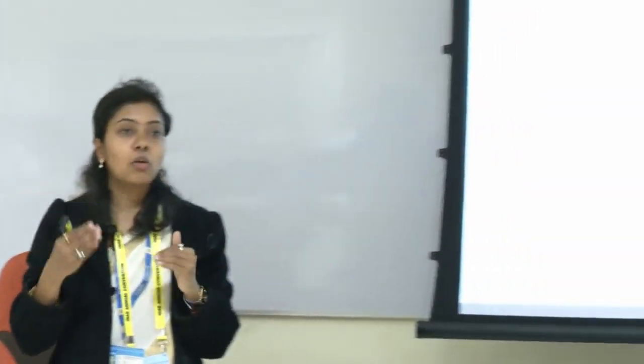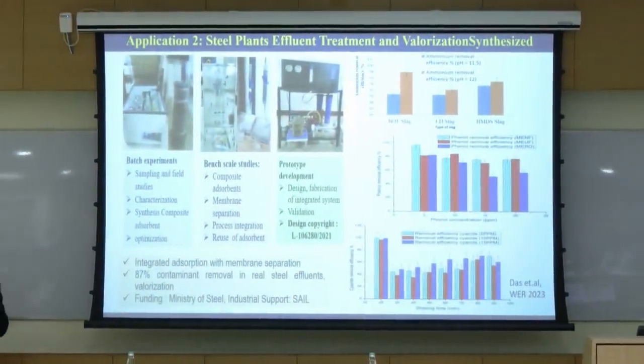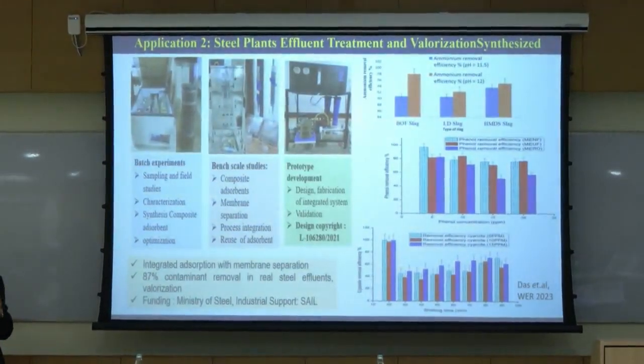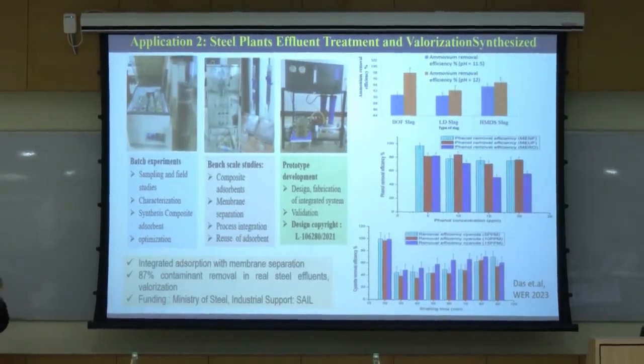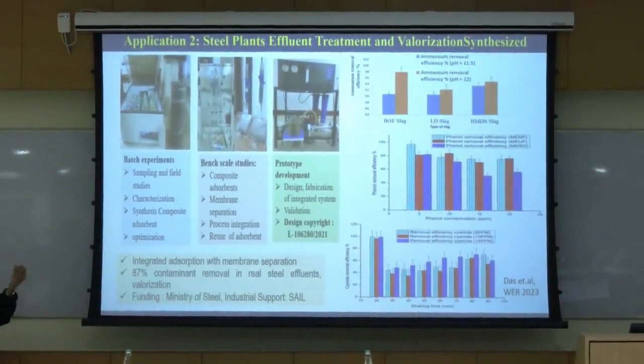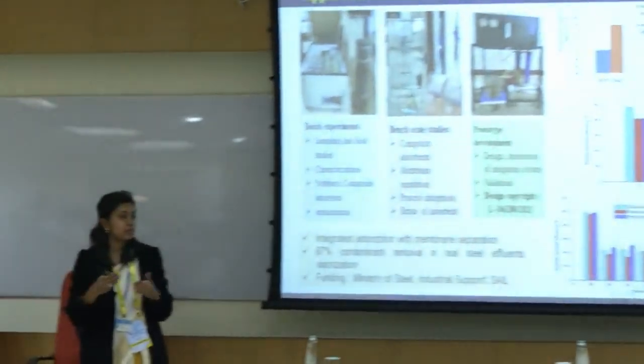Now, ammonia, cyanide, and phenol are pretty well-known contaminants, and there are quite a few studies where they are removed individually or in isolation. The Ministry of Steel had a very specific problem: we had to develop a zero liquid discharge system for the steel plants. Against that problem statement, we started working. We also looked at whether we could valorize the steel slag, using some of it as composites and coupling that with membrane-based separation.